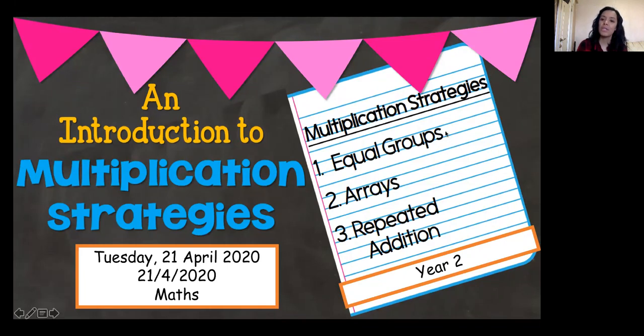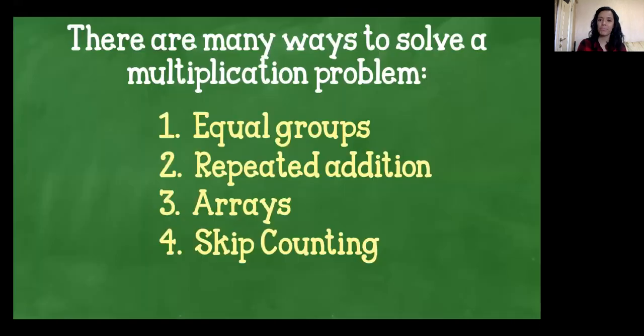Okay, so we're going to be looking at equal groups, arrays, and repeated addition as a way to help us with multiplication, the times. Okay, so there are many ways to solve these. We know that there are equal groups, repeated addition, arrays, and then we also can do skip counting when we have easy things like the 2 times, 5 times, and 10 times table. Okay, very good.